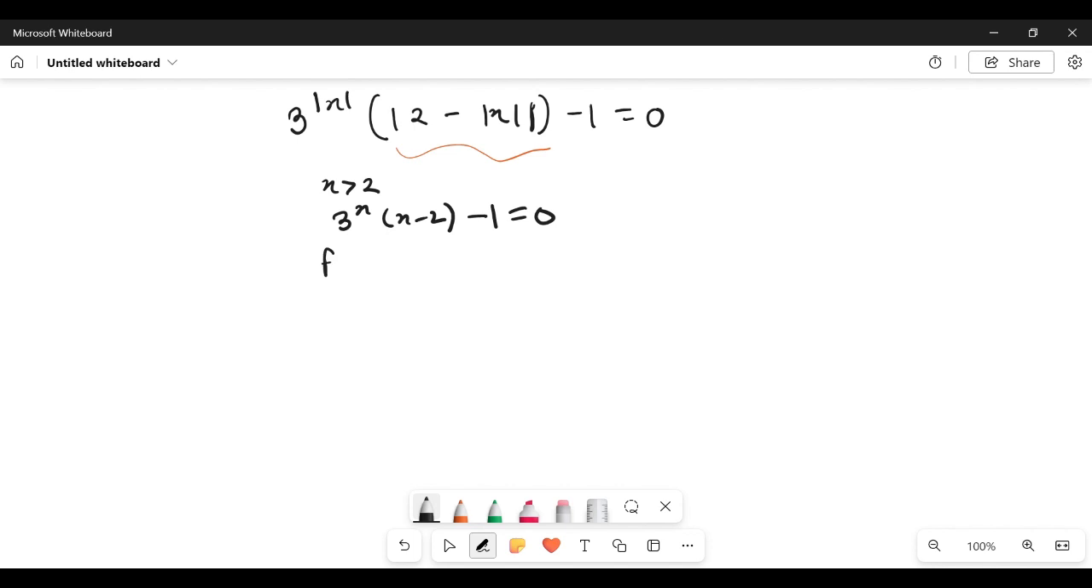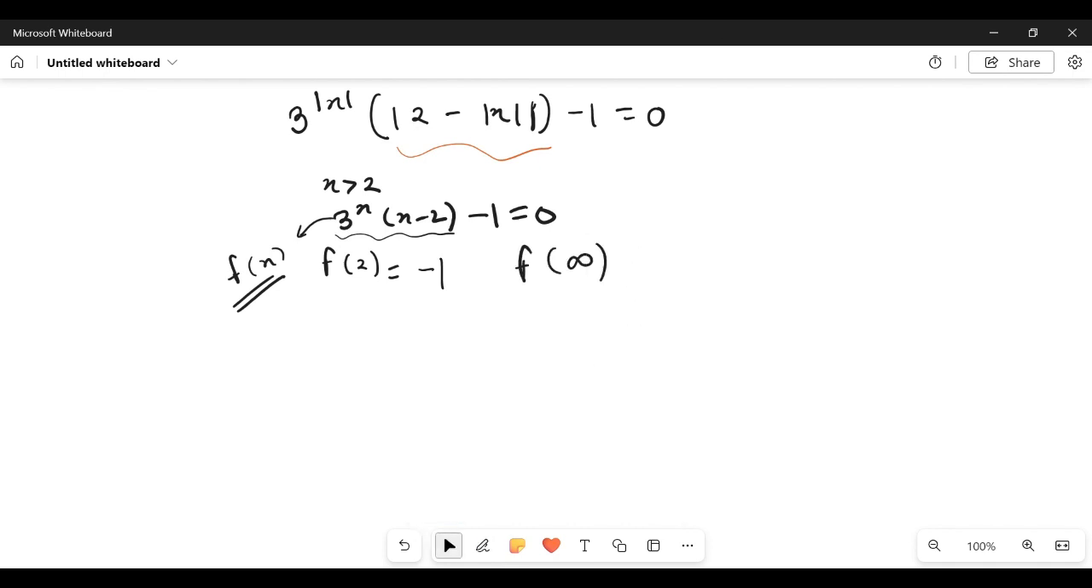First let's see the value. Let's say I am calling this whole thing f(x). So what is f(2)? f(2) is equal to, if you see, this is going to be 0, so this is minus 1. What is f(infinity)? This one will go to infinity, and this one will also blow up to infinity. So this is minus 1, this is infinity, so there is definitely one solution between 2 and infinity.